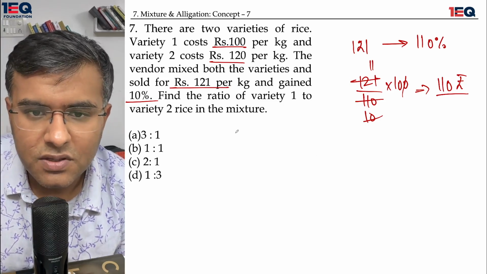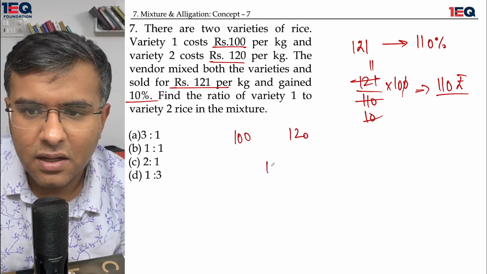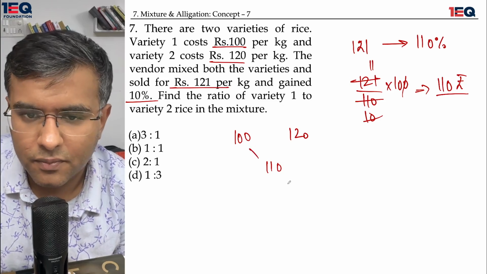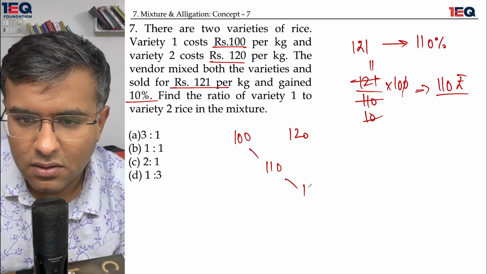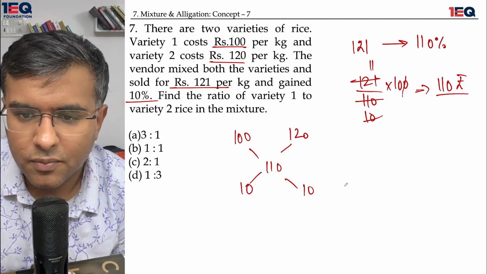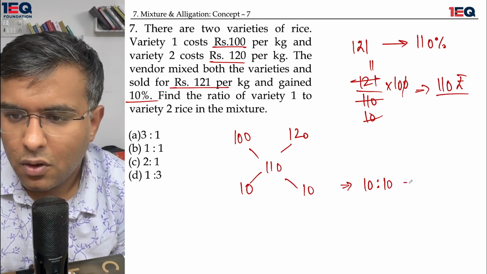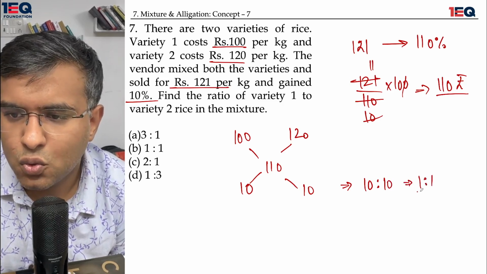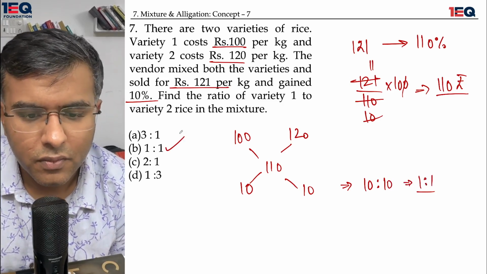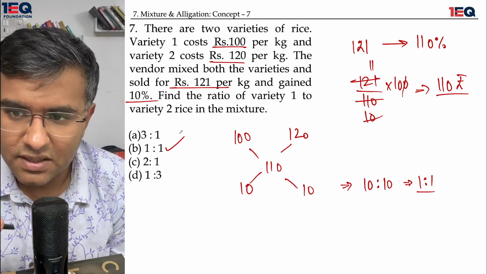Yeah. So I have 100 on one side, 120 on the other side, and 110 at the center. This gives me 10 here, 10 here, and this also gives me 10 here. So 10 is to 10, or 1 is to 1 is my answer. Pretty much it. So this was the last question of mixture and alligation.